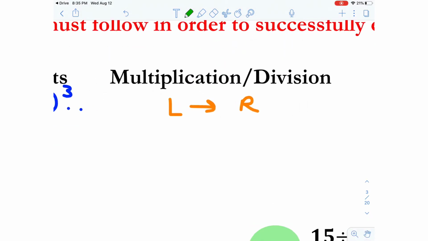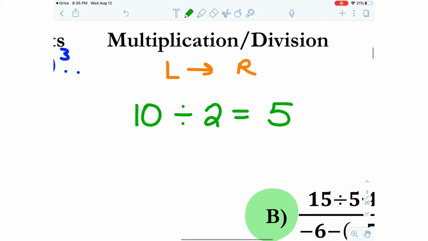Multiplication and division are the same thing. Division is multiplication. What is she talking about? Here's what I'm talking about. You don't have to write this down. But 10 divided by 2 is 5. We all know this, okay?